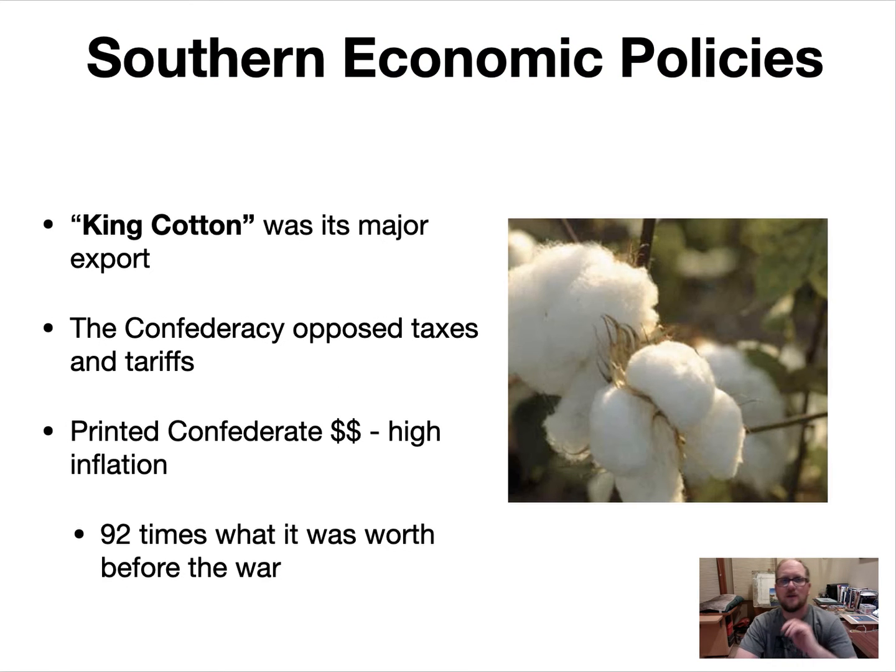So the Southern economic policy was all based pretty much on king cotton, its major export to England and France. But the problem is that once the Anaconda Plan took place and trade was cut off, the South was pretty much suffocating. The Confederacy opposed taxes and tariffs, so they had a really hard time paying for this war. And what they did, they printed huge amounts of Confederate currency, with huge inflation rates, where pretty much this currency became almost valueless immediately.